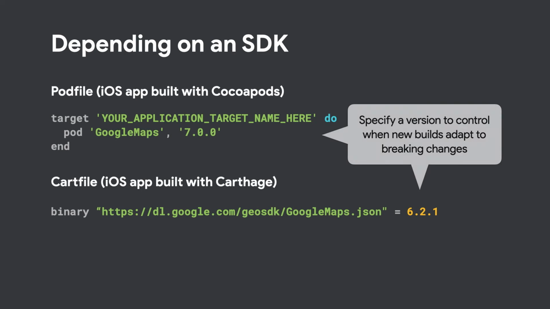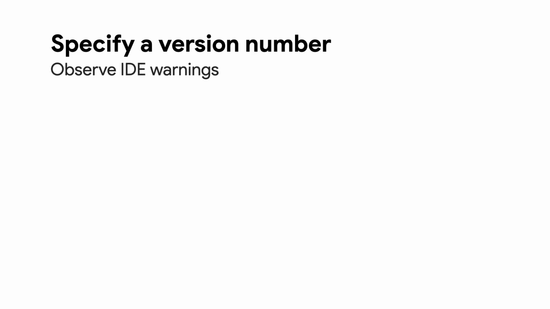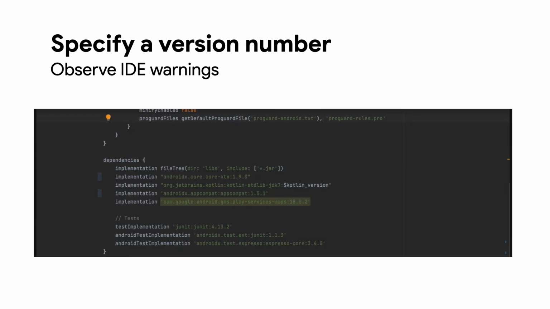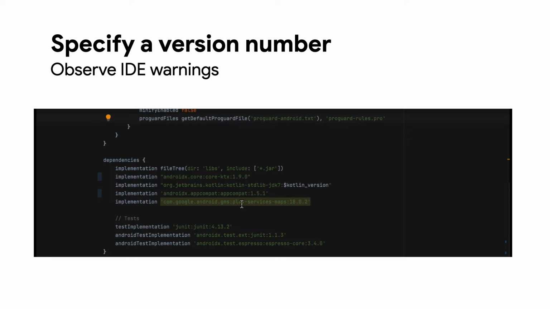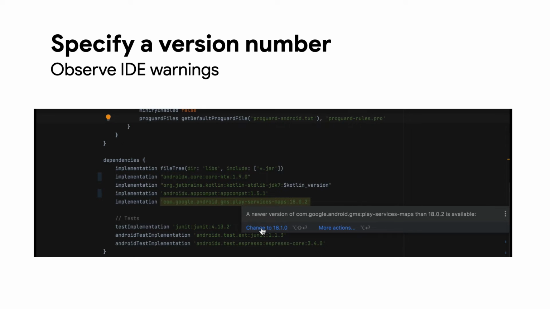code. If you're using one of the Google Maps Platform SDKs for mobile, such as Maps SDK for Android, Maps SDK for iOS, Places SDK for Android, or Places SDK for iOS, the best thing to do is to specify an exact version number. When you build your app with an exact version number specified, your IDE, such as Android Studio or Xcode, will show you a warning if a newer version is available.